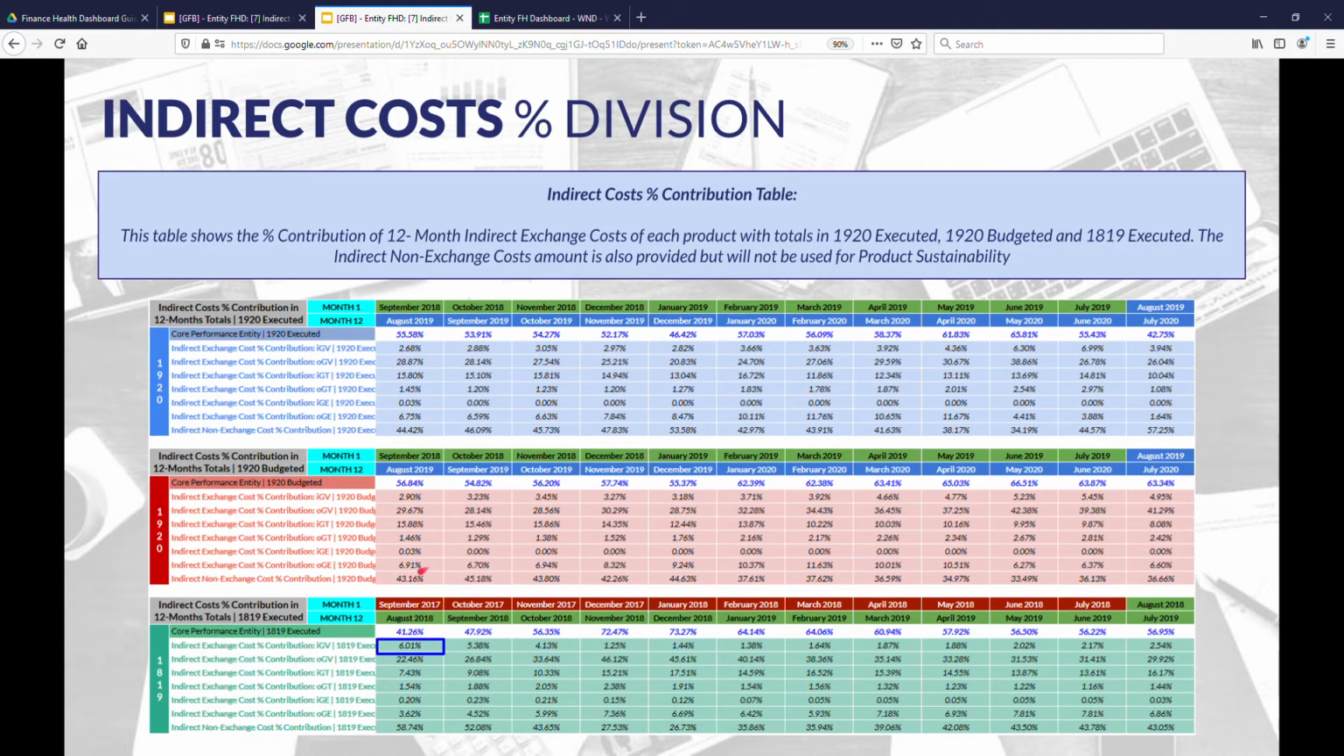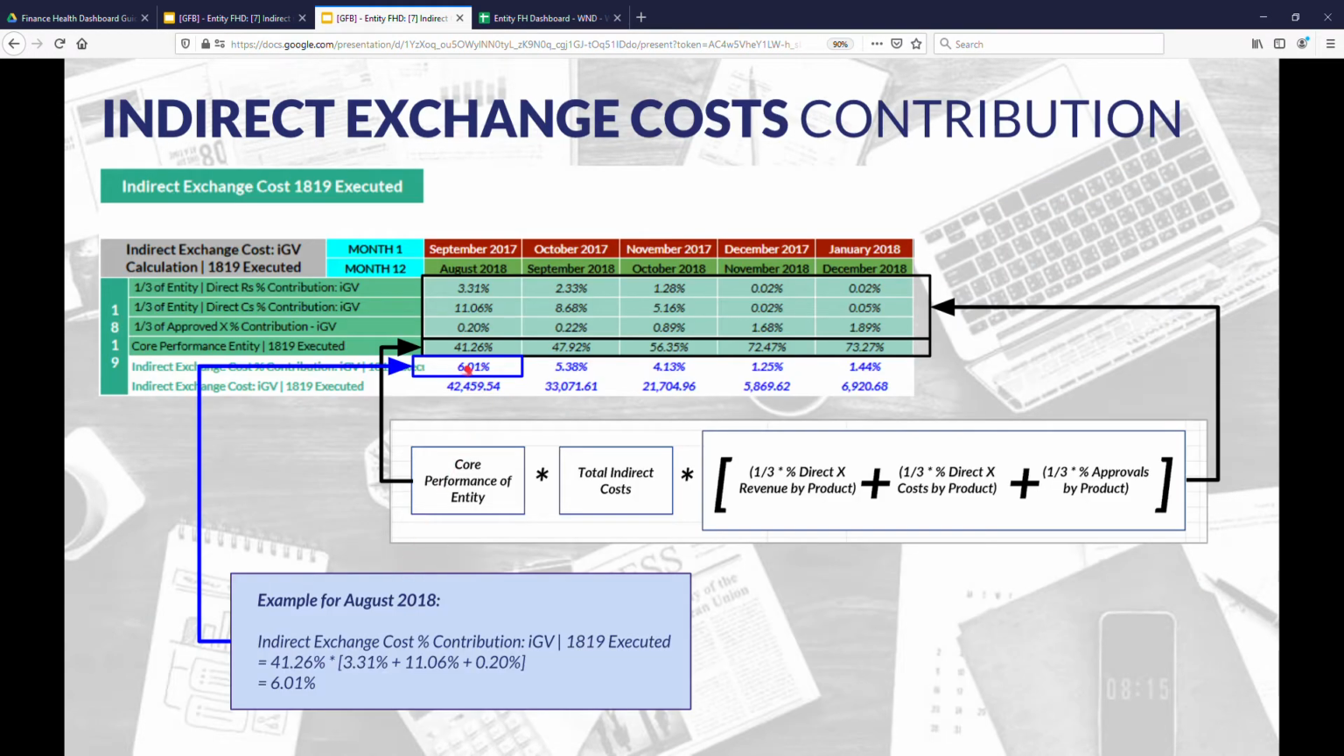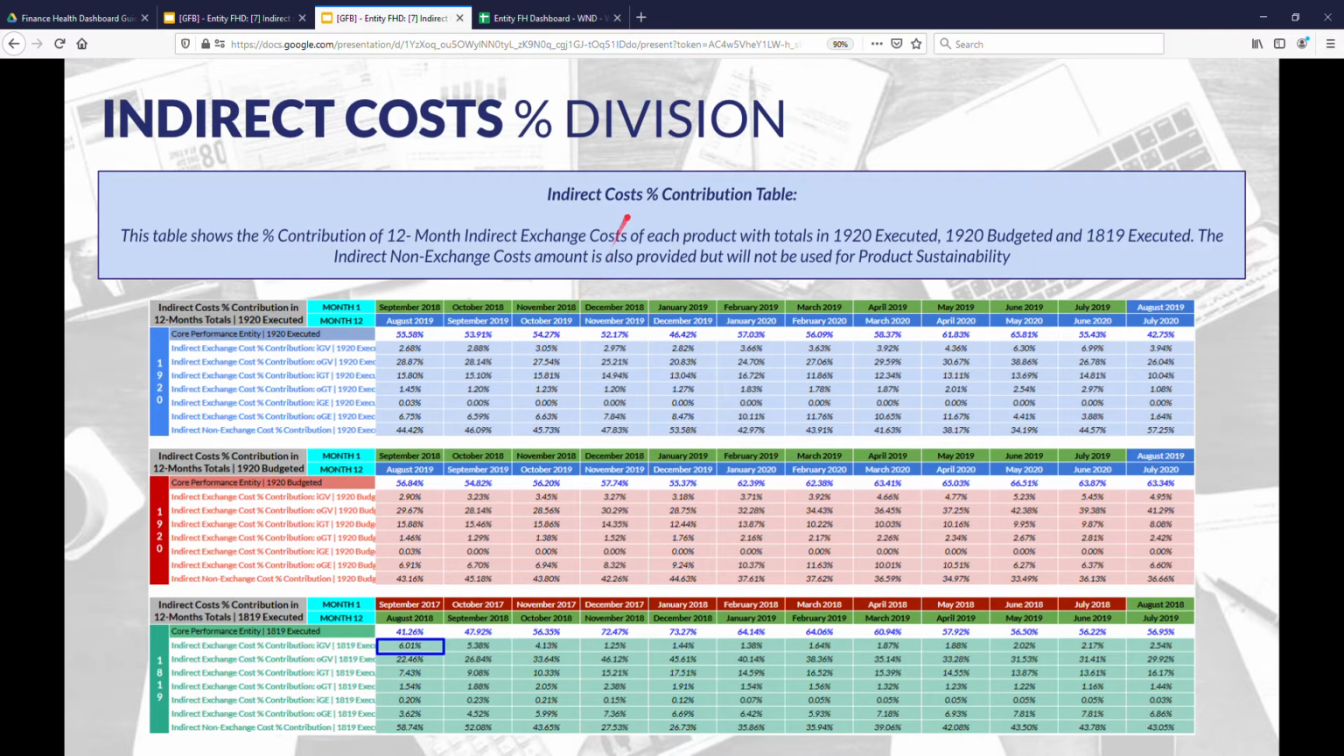Now, as you can see, remember you got the result of 6.01. There is another table, the percentage contribution table, and you will be able to find the result here, depending on which month and which product type of data and product. Then you can see how they are all being divided.